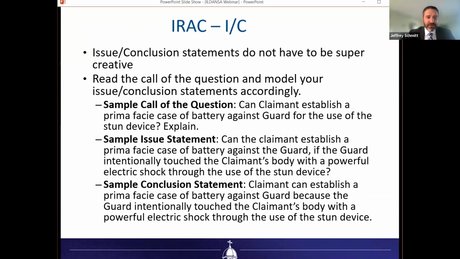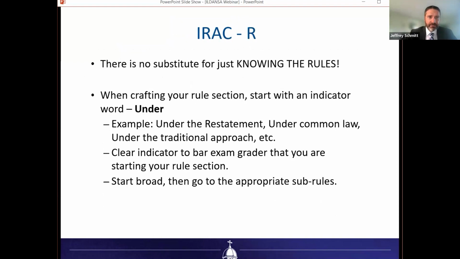And these slides have a little bit more detail on writing these, right? The issue and conclusion should be very simple. You're essentially just parroting the question back. If the question is, is there a battery? Well, then you're the call of the question. These are slides that were prepared based on torts. Then your issue statement is simply going to be, under these facts, can you establish a battery?